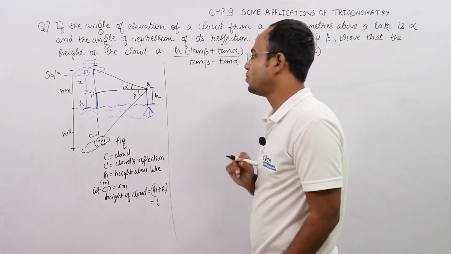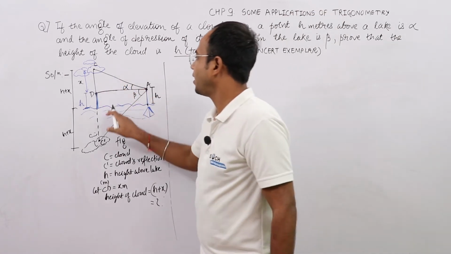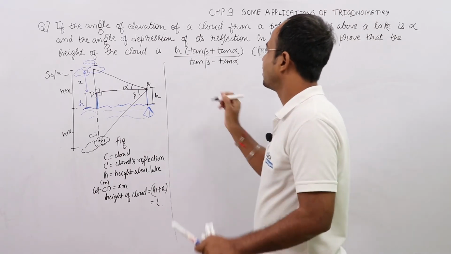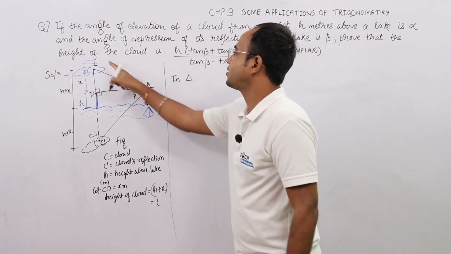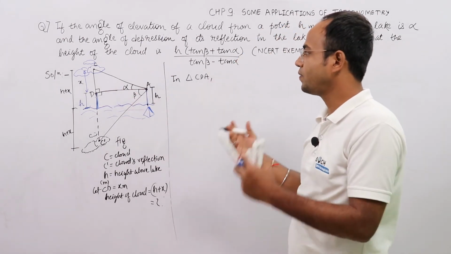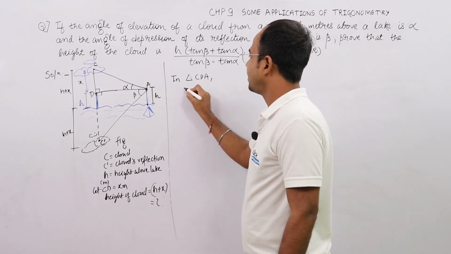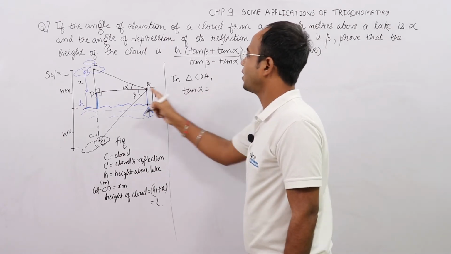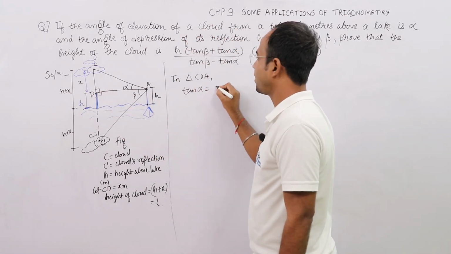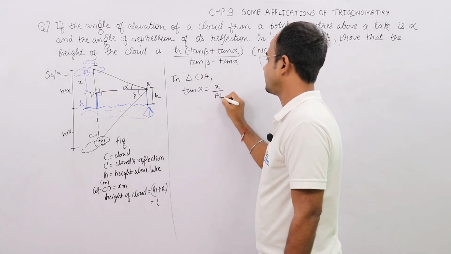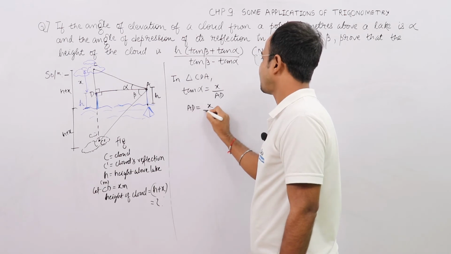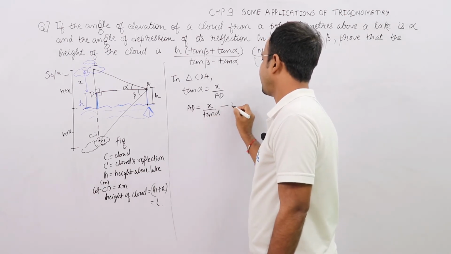Now here comes the solution. Very simple. There are two right angle triangles, so we will go by one. In the small triangle CDA, right angle at D, we take tan alpha. Tan alpha is opposite upon adjacent, that is x upon AD. Therefore AD is x upon tan alpha. Let's say equation 1.